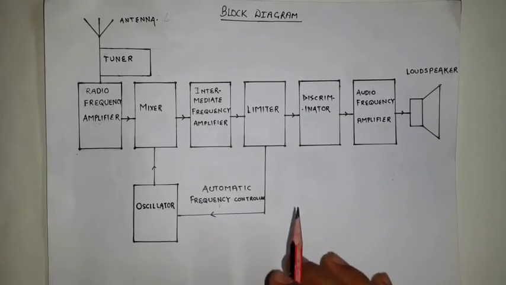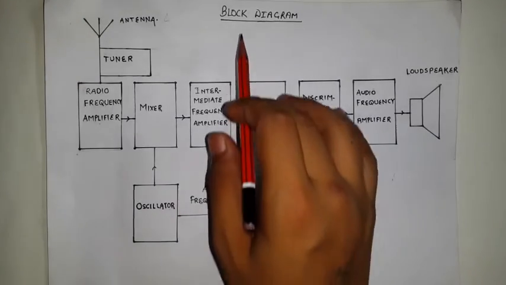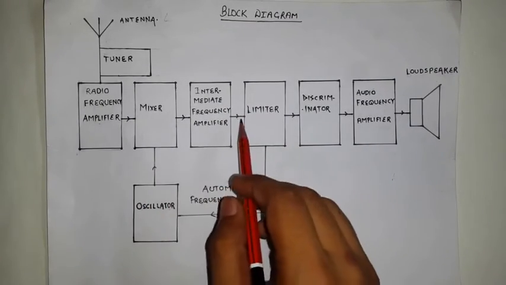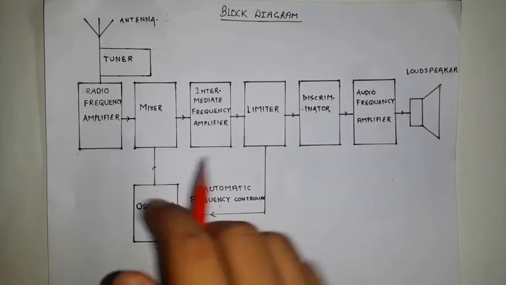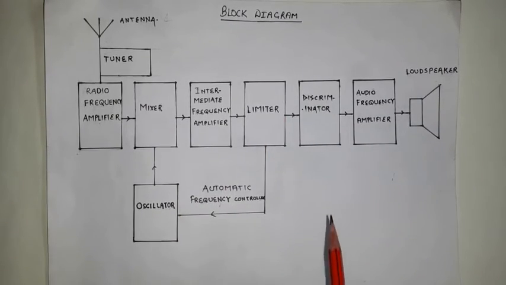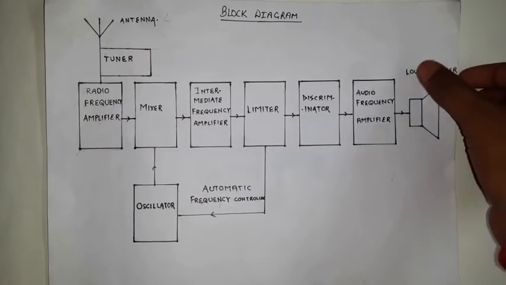This video is about the FM receiver circuit, and we will start with the block diagrams. These arrows show the input signal processed through this FM receiver circuit, and we get output across the loudspeaker. So we will start with the antenna.